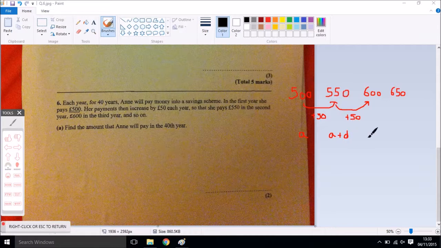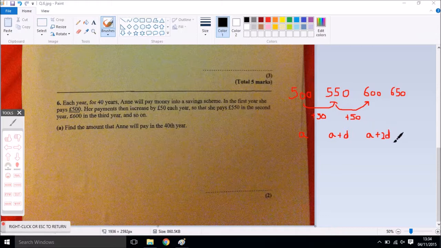Okay, the third term would be A, so it's that first term, but then add two of those common differences. So you add 2 lots of D. And just look at the actual example above. So 600, what we've done there is we started with the first term, and then we add a 50, and then add a 50. So we do the first term, add 2 lots of that common difference, whatever that common difference happens to be. Here in this case, it's actually 50.